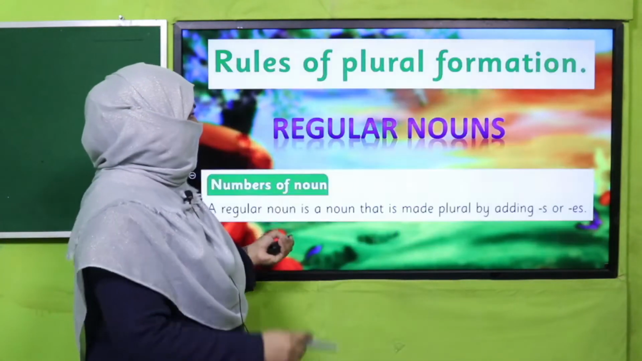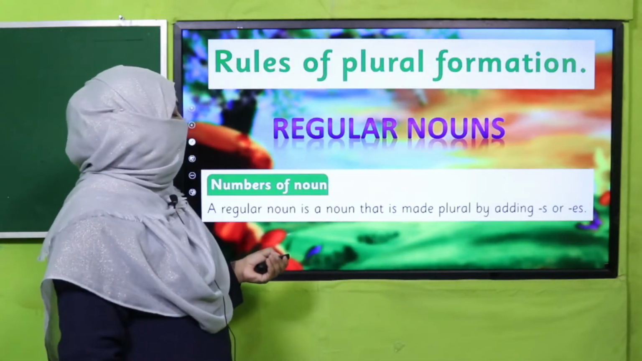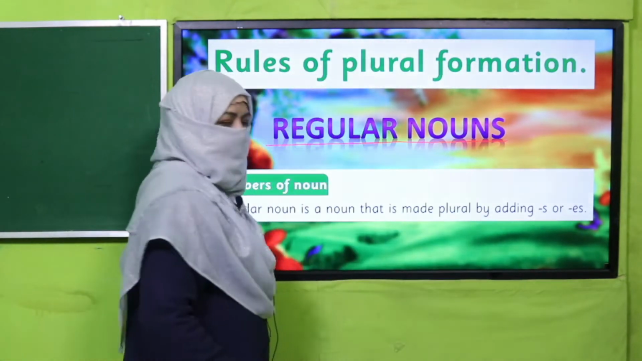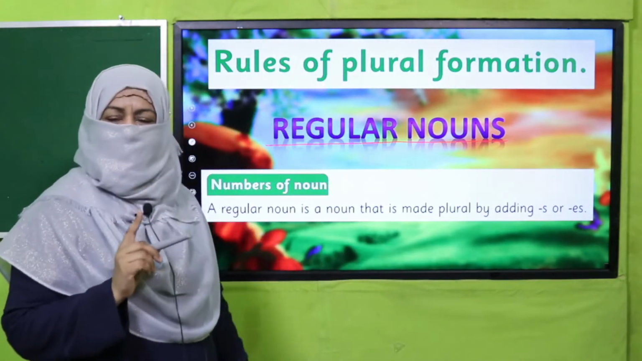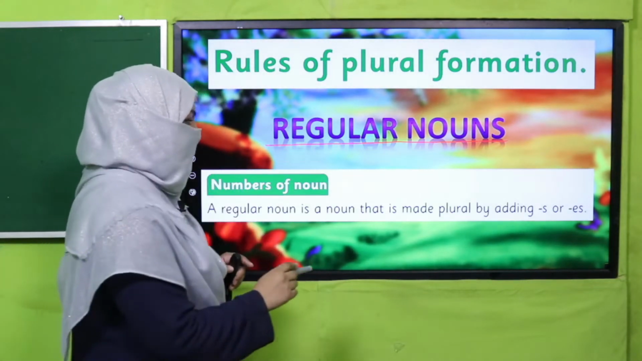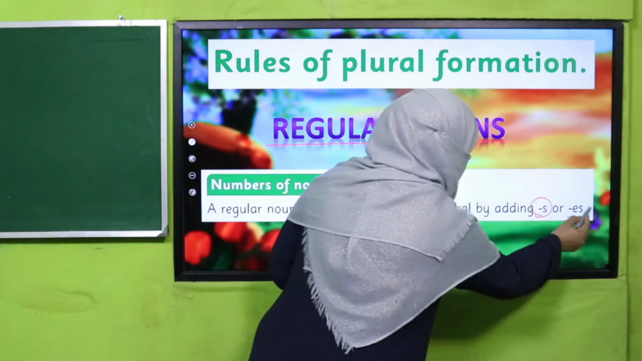All right, so there are a few rules. We call those nouns regular nouns for which, to make the plural, we just need to add s or es.